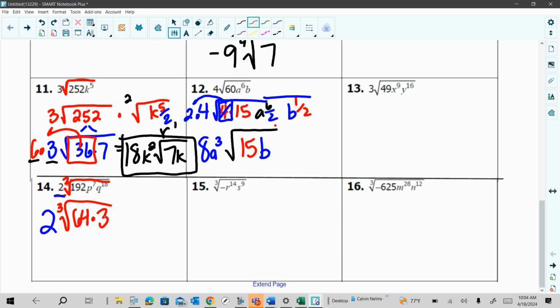All right. Then I'm going to look at my variable p with the 7 is going to get divided by 3. And q that has a power of 18 is going to get divided by 3. 3 can go into 7 how many times? Yeah, twice. So 2 times with the remainder of 1, right? 3 can go into 18 how many times? 6 times. 6 times evenly. All right, so now I can just simplify this because this cube root is going to come out.